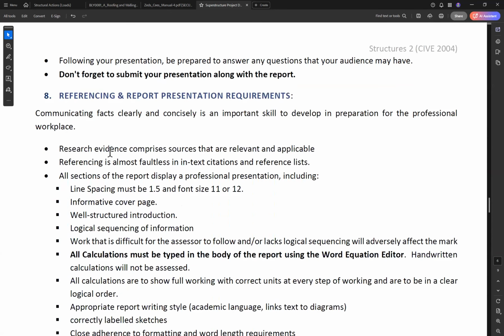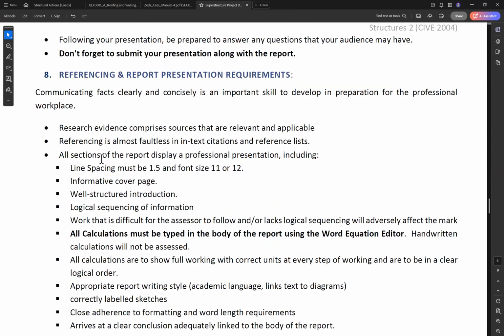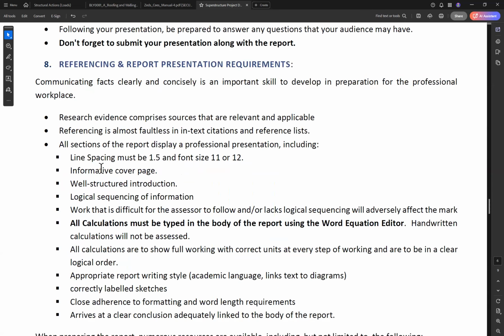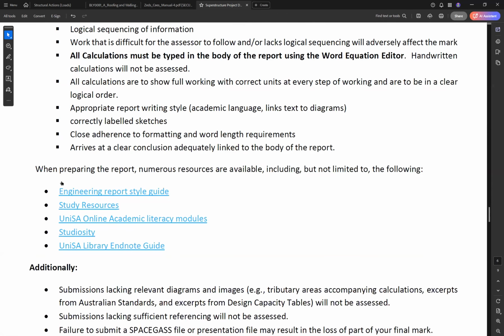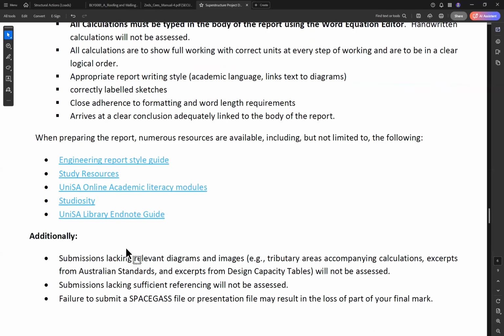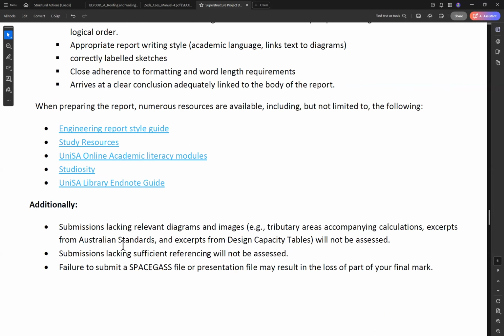And here is also some information or instruction about the report, about the line spacing and font size and so on. You can have a look at that. And here are some links that can help you to produce your report, like the report writing guide, Studiosity and the EndNote guide. All this can help you to produce a good report.